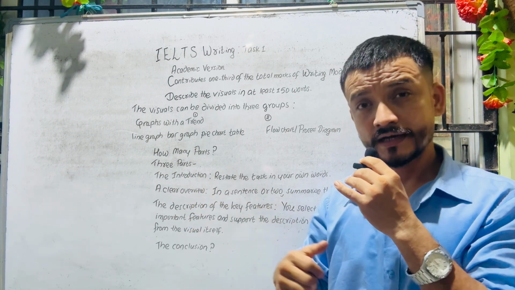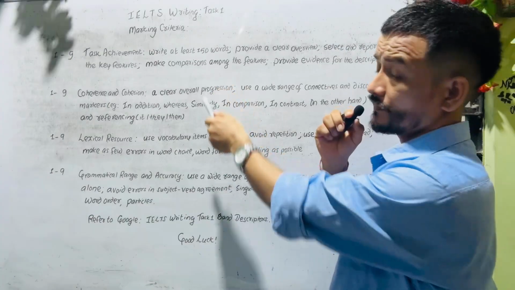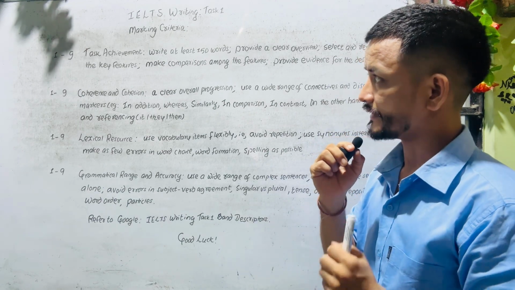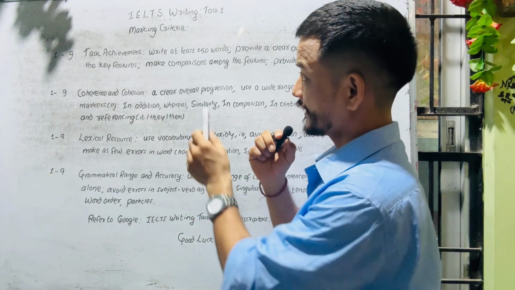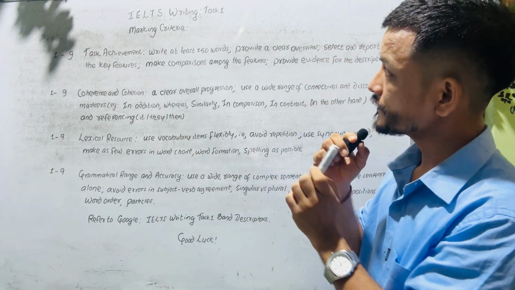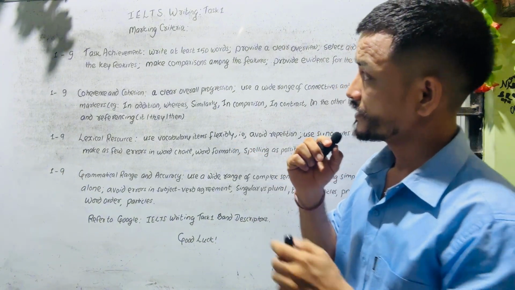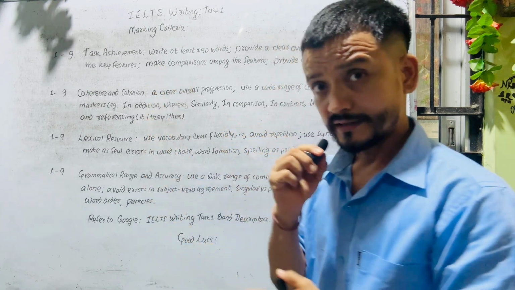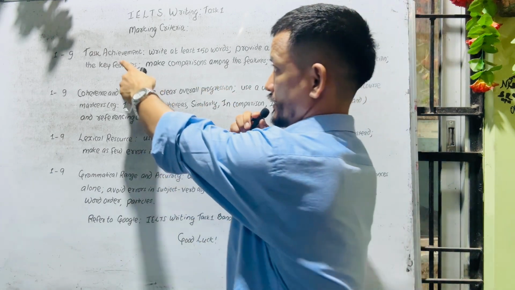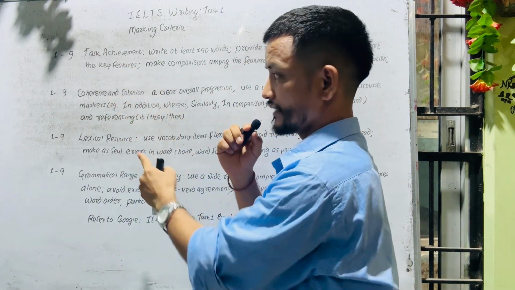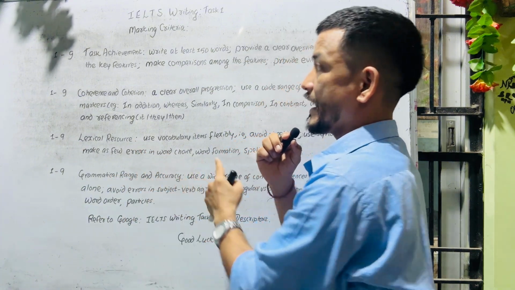Next, let's look at how your IELTS Writing Task 1 will be judged. These are the 4 things that you always need to keep in mind while doing IELTS Writing Task 1. In fact, they are also called IELTS Writing Task 1 marking criteria. There are 4 criteria that you will have to fulfill. The first one is task achievement, and the next one is coherence and cohesion. Next is lexical resource, and the next one is grammatical range and accuracy.